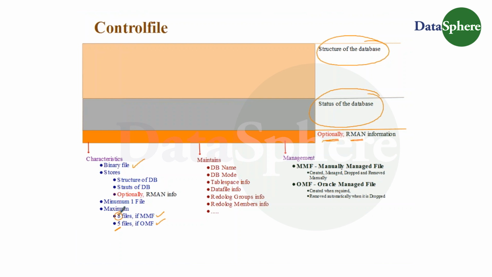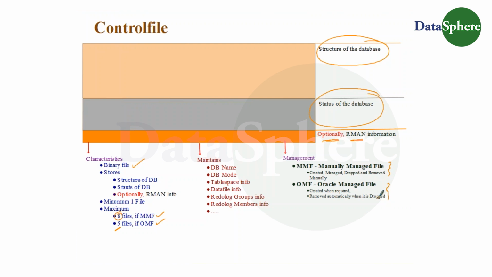Means as if we have 3 ledgers. If one ledger is lost, we're going to use the other ledger. Similar to that, if one control file is lost, we still have other control files. We can multiplex easily. And what is the information stored in control file? We'll have database name, database mode, tablespace information, data file information, status of these components. And for control file, we can have 2 types of file. One is manually managed file, one is Oracle managed file. So depending on requirement, you can decide to go for it.